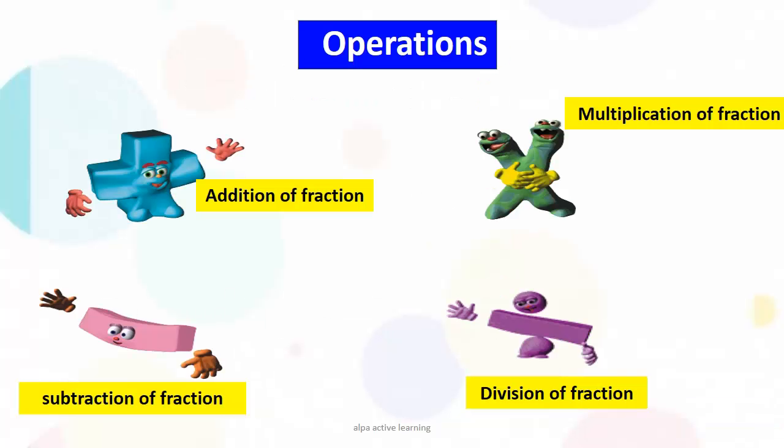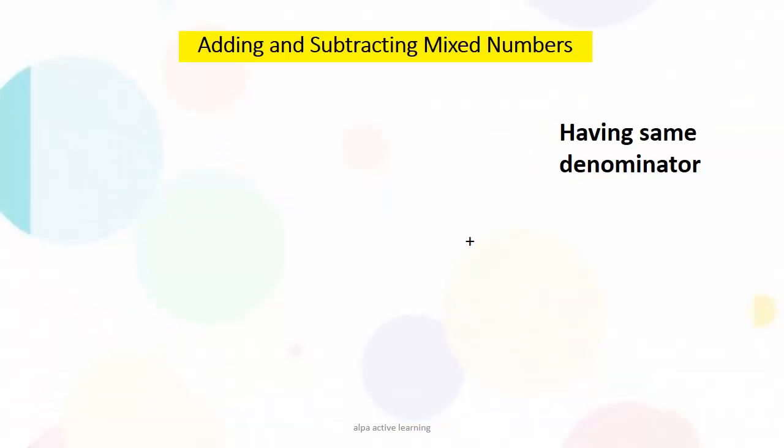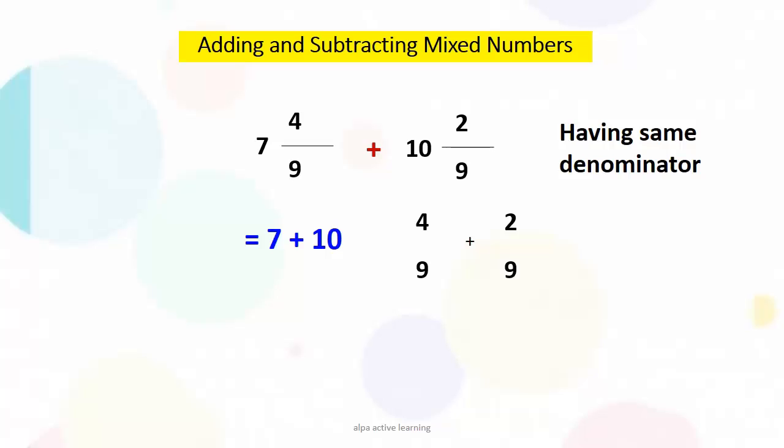We can add, subtract, multiply and divide also fractions. Now children, adding and subtracting mixed numbers. First we'll see addition of mixed fraction. 7 and 4 upon 9 plus 10 and 2 upon 9. First observe the given fraction. Look at the denominator. They are same, right? So the one method is you can first add the whole number. So which are the whole number? 7 and 10. So I will write 7 plus 10. Now you will add the fraction. So 4 upon 9 plus 2 upon 9.